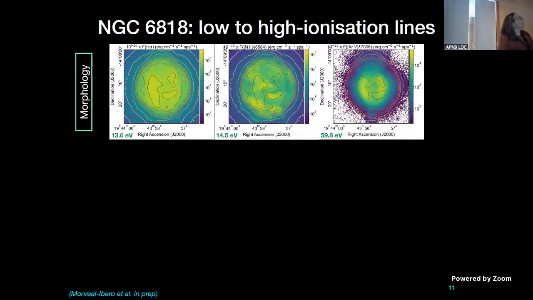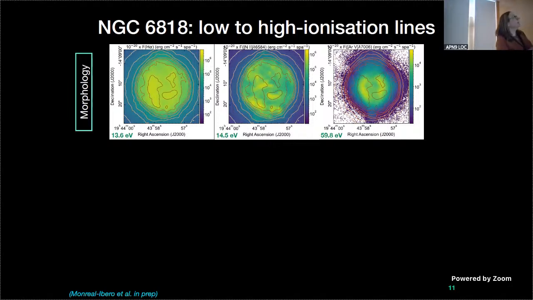This is how the nebula looks in some of the MUSE emission line maps. This is H alpha, a low ionization line, and this is a high ionization line, argon 5, with an ionization potential for the emitting ion of 60 electron volts, so it is really quite high. These structures that you can see in nitrogen were already known. They are called mustaches in the literature. For the high ionization line, the structure is relatively regular, but not fully spherical. There is less emission towards the north and the south.